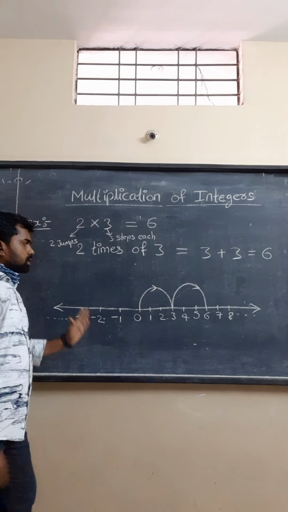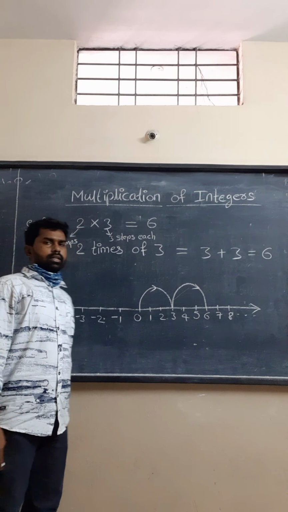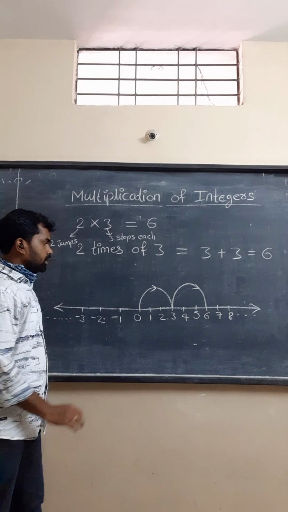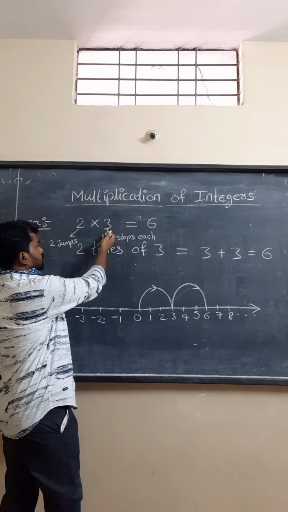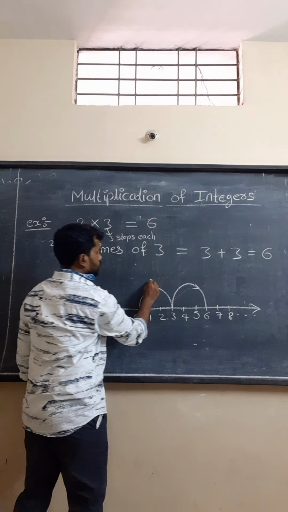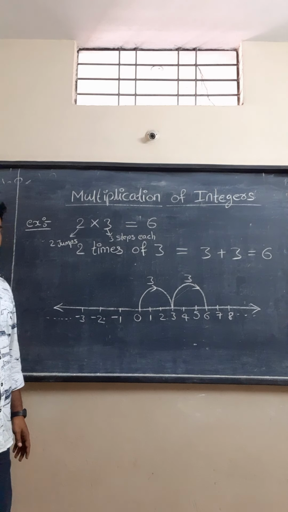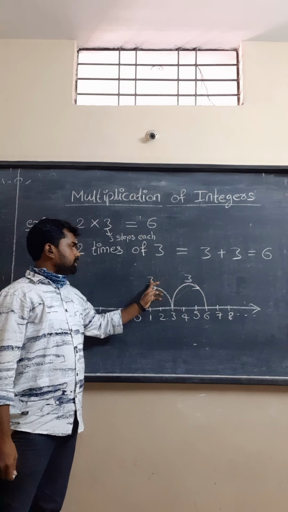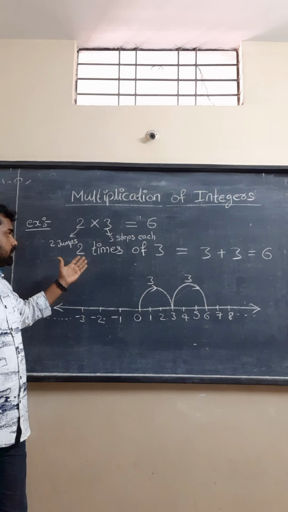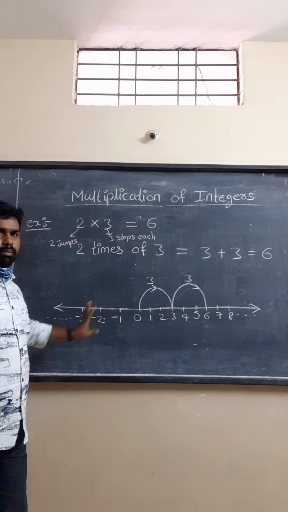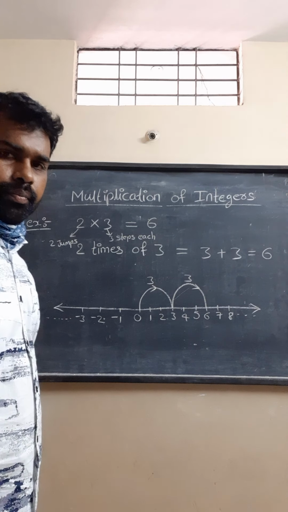So you represent the arrow mark on top of this curve. The curve is moving towards the right side. On top of this curve you write 3, because we are adding 3, 2 times. This is how we represent this multiplication on the number line. Understood? Shall we go for the next example?